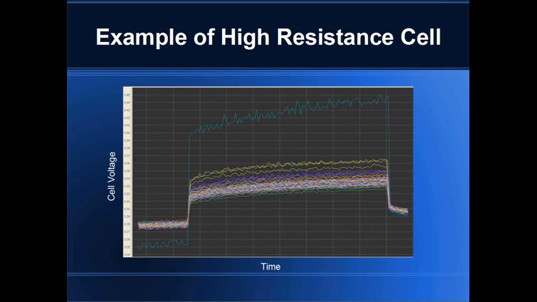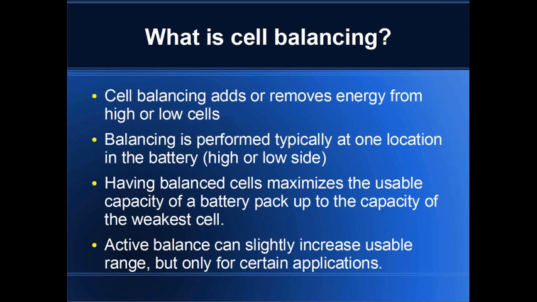This particular example is likely a cell that also had a low capacity. As you can see on the left-hand side, it started out at a lower voltage. So it's probably a cell that was discharged further than the rest of the pack, and then when it was charged back up, it didn't behave as well. So this would be an example of those two going hand in hand.